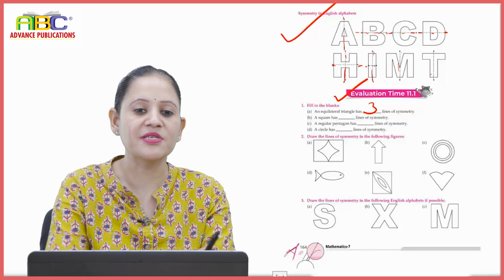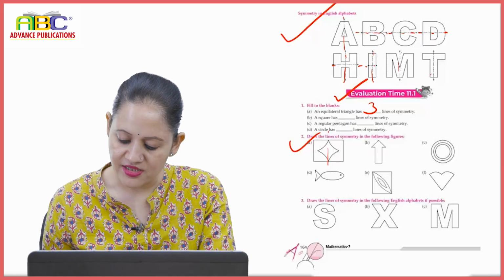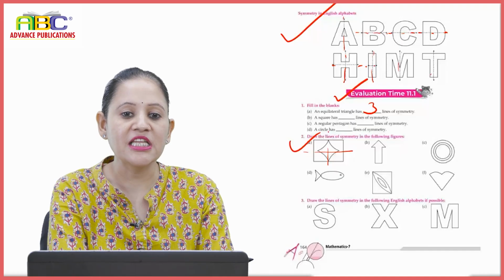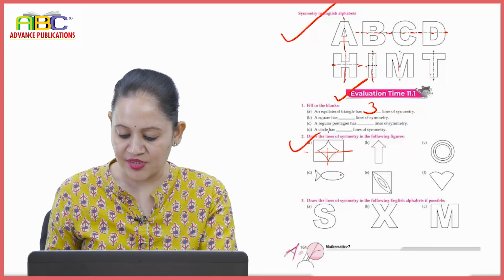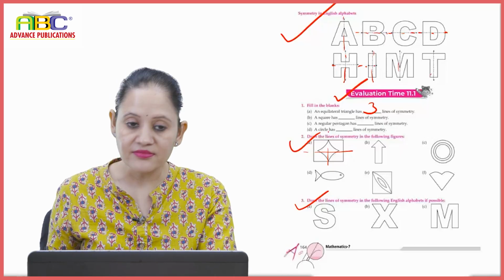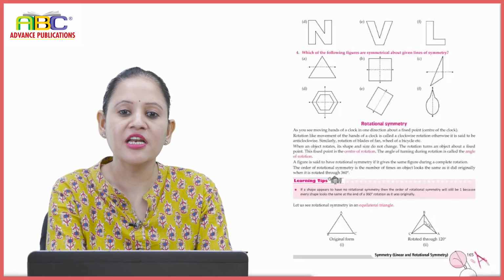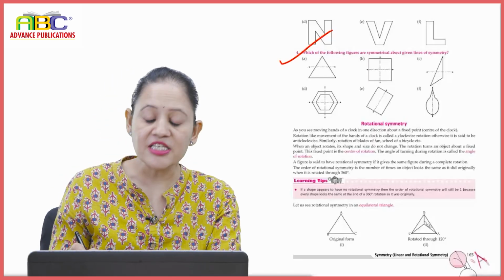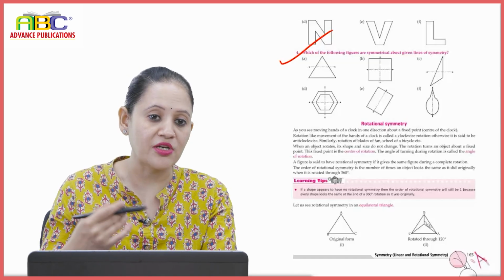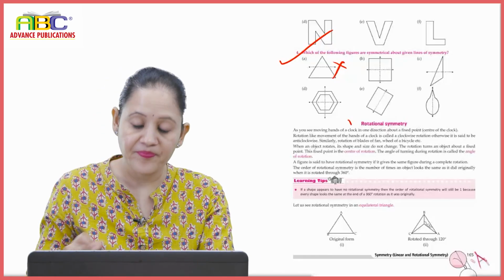Next, draw the line of symmetry for the following figure. So in the given figure, this is the line of symmetry. Next, draw the line of symmetry in the following English alphabet if possible. So S doesn't have any line of symmetry. Next is, which of the following figures are symmetrical about the given line of symmetry? This figure is not symmetrical around the given line because it's not dividing into two equal halves. So this is not.